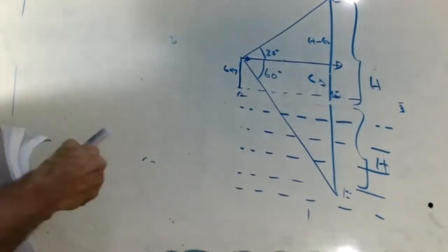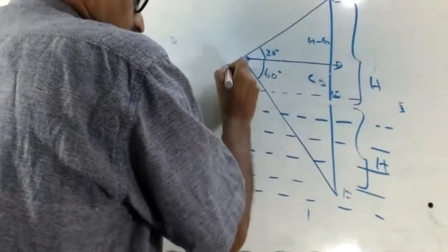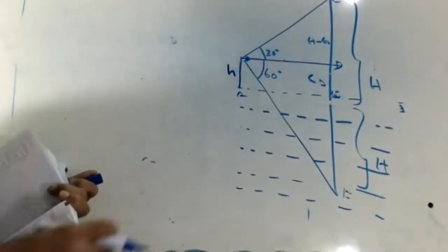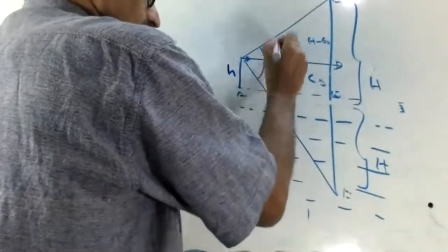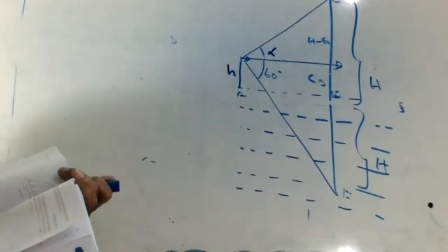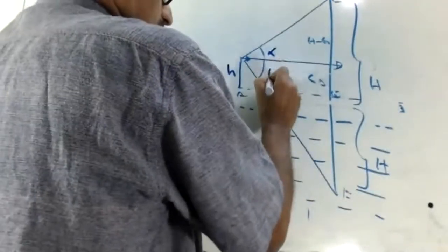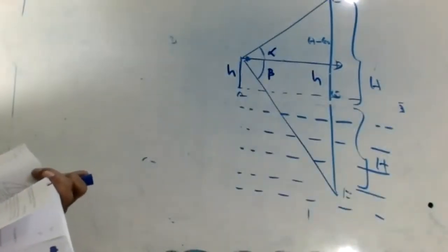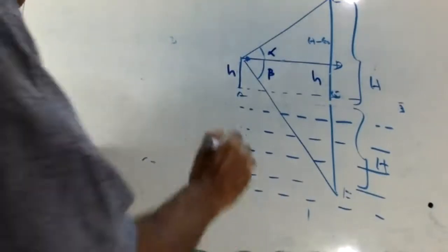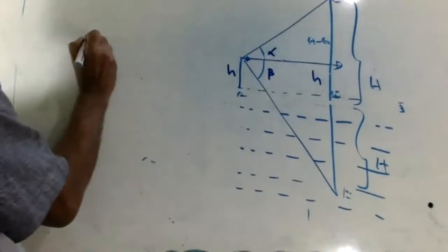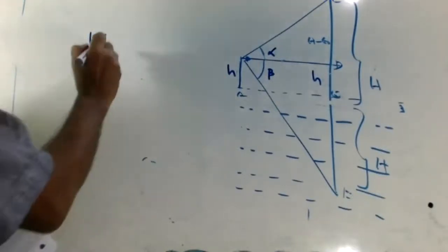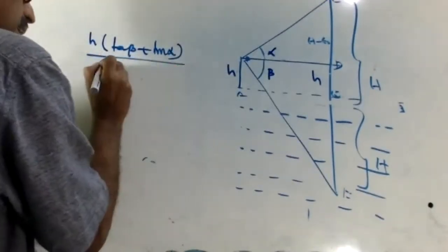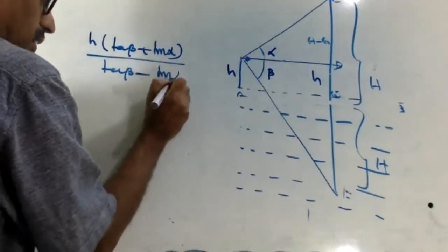above a lake is alpha. This is alpha. And its reflection in the lake is beta. Prove that the height of the cloud is h into tan beta plus tan alpha divided by tan beta minus tan alpha.